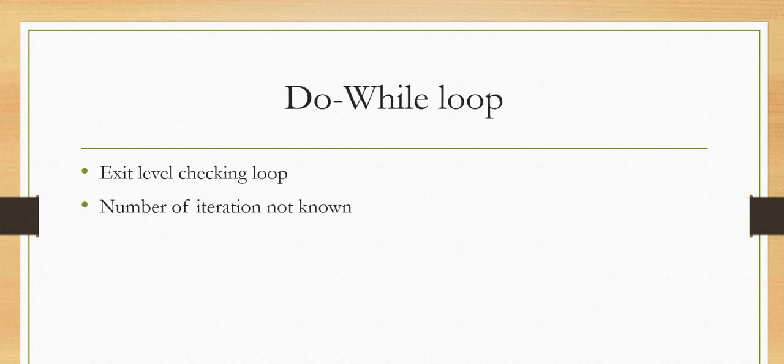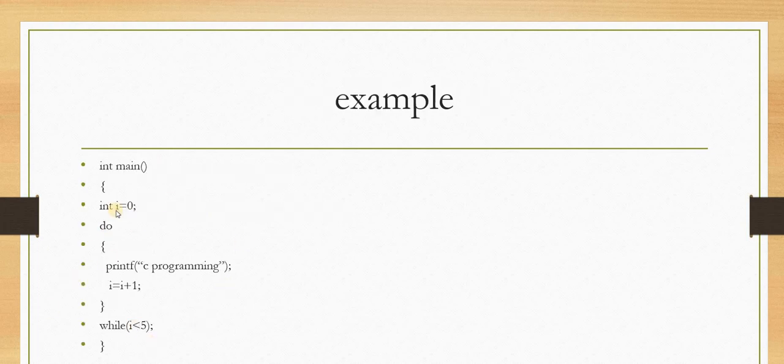Now we are going to see about do while. Do while is an exit level checking loop. That means while it moves out of the loop, it checks the condition. Let's see the example here. The i value is there. This is the loop structure. It enters into the loop first before checking the condition. So whether the condition is true or false, it is executed at least one time.